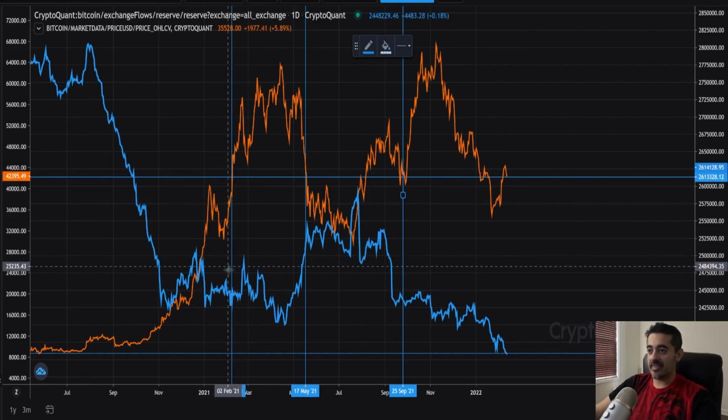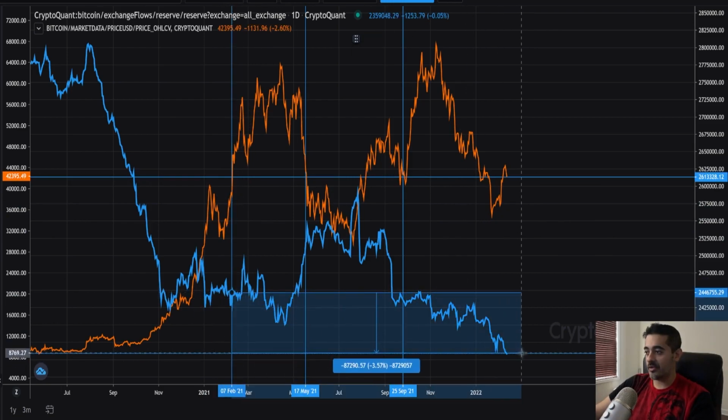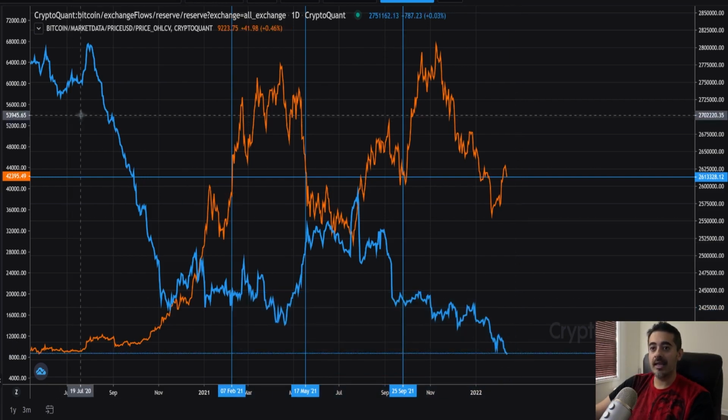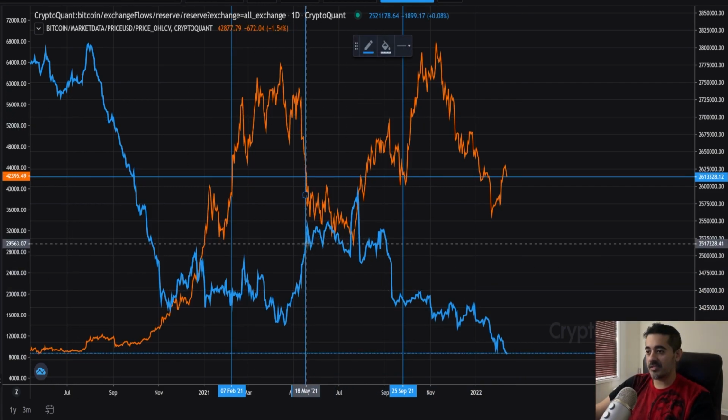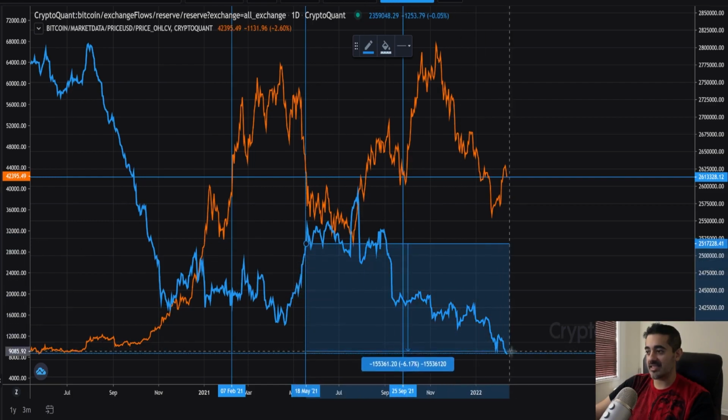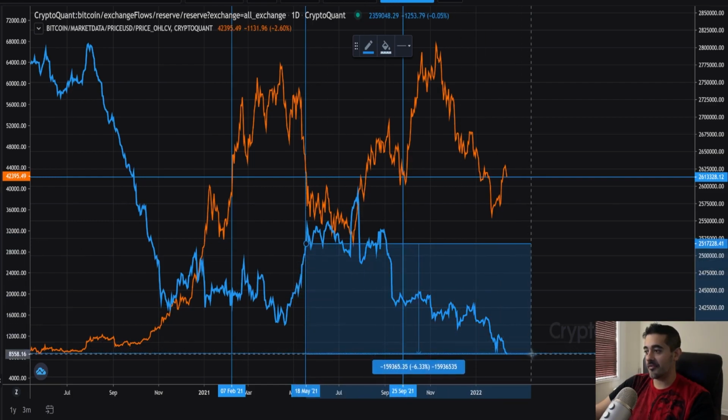At this point here, when the price was the same as where it is now, exchange reserves were here. So if you take from this point down, you can see that the amount of Bitcoin on exchanges is down by 87,000 Bitcoin from the time that we were at the same price in February 2021. Now we look here at this level. Well, this is May 2021. Bitcoin was at the same price it is now, and we are down from there about 156,000 Bitcoin.